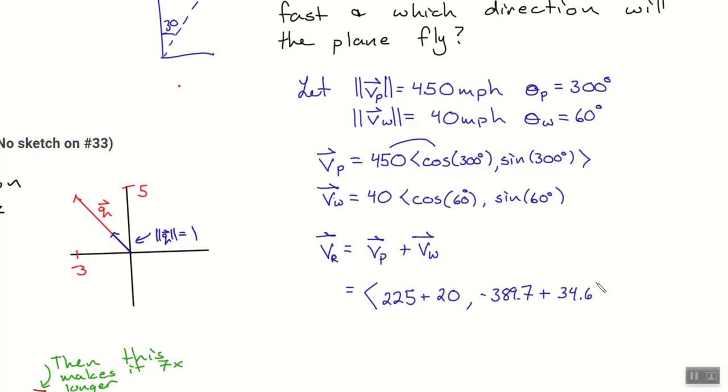Okay. We have added these vectors. This is VPX plus VWX. This is VPY plus VWY. And we're just adding these pieces together. When we sum them up, I can do this one, 245. I cannot do the other one.